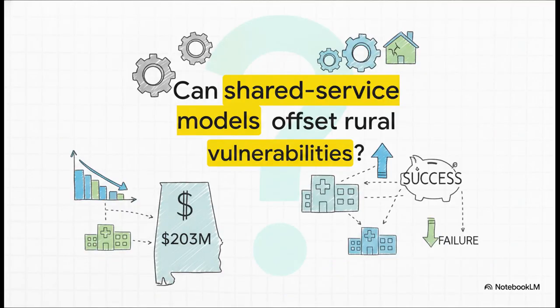Which brings us to the ultimate question for policy analysts reviewing this structural approach. Will transitioning grant-funded infrastructure to regional shared service models actually provide enough long-term financial stability to permanently offset the systemic vulnerabilities of rural healthcare networks? The success of Alabama's implementation won't be judged by how the $203 million is spent today, but by whether these regional frameworks can independently survive the demographic and financial pressures we saw in their own data tables.